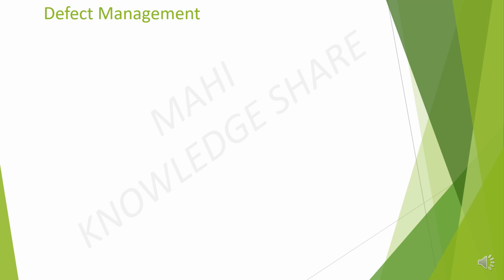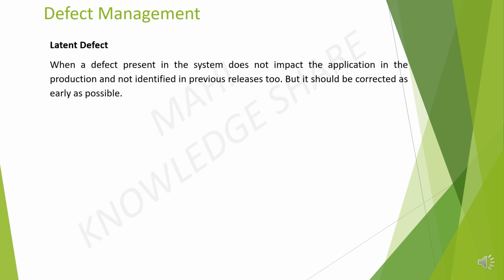Define latent defect. A latent defect is a defect present in the system that doesn't impact the application in production and was not identified in previous releases either, but it should be corrected as early as possible.